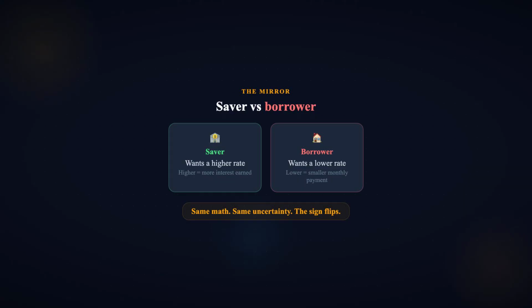So a borrower who expects rates to fall might prefer a variable mortgage. If the index drops, the monthly payment drops with it. A borrower who expects rates to stay high or rise might prefer to lock a fixed rate now to protect the household budget from surprises.